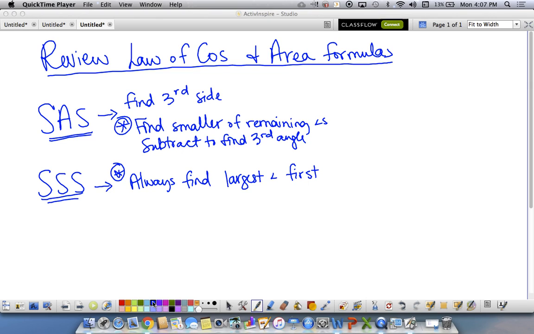So I'm going to give you, of course, one of each of these. So if A equals 112.8 degrees, B equals 6.28 meters, and C equals 12.2 meters, solve this triangle. If you want to draw it out, you can.